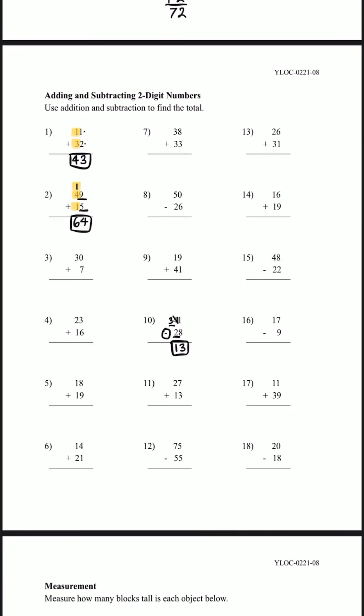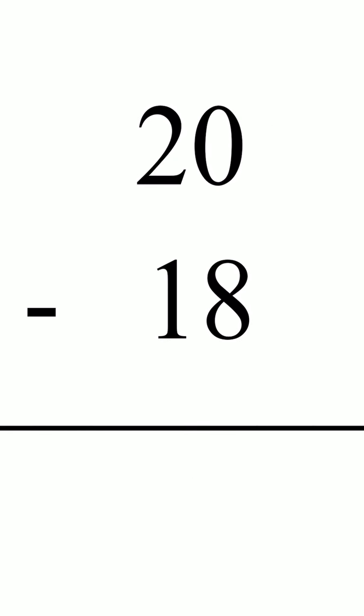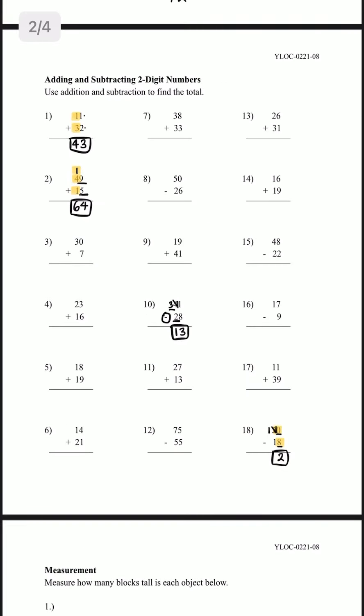Let's look at number 18. So we need to do 0 minus 8, but 8 is greater than 0, so we need to borrow from 2. 2 would change to 1, and 0 would be 10. So 10 minus 8 is 2, and 1 minus 1 is 0. So 2 is the answer for number 18. Let's move on to the next page.